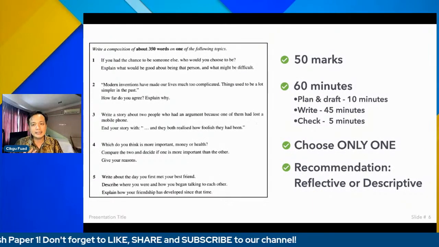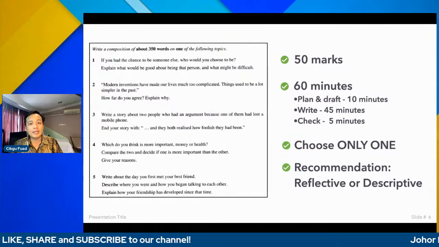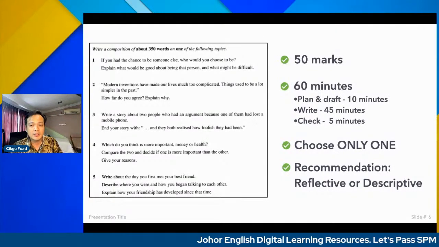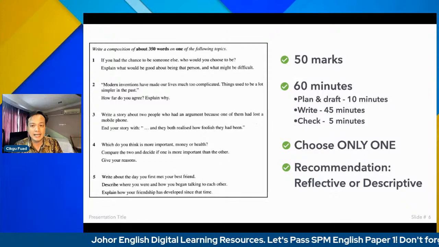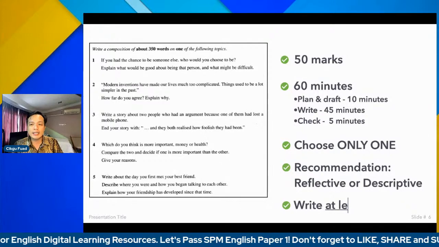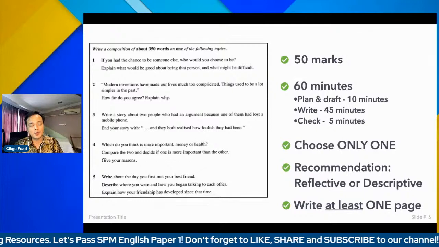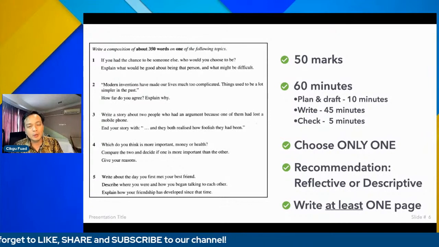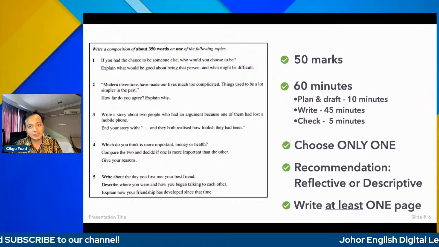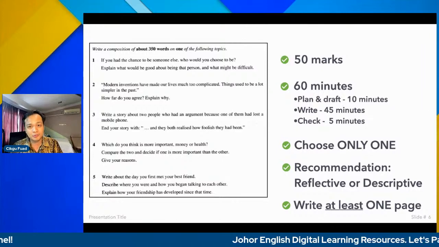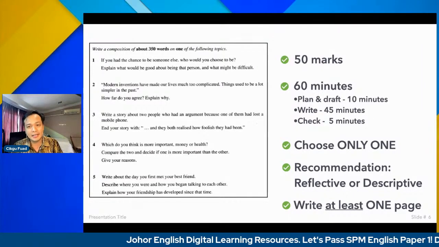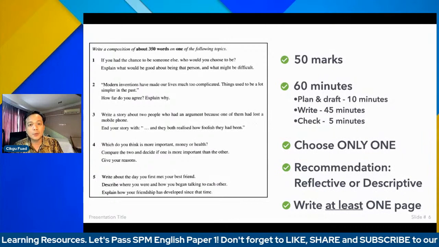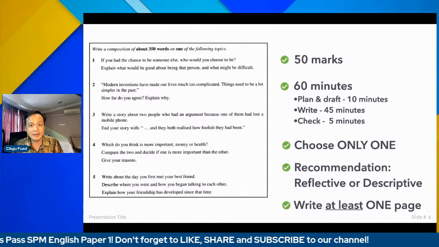In my slide, I will attempt to answer a reflective type of question. I will show you some examples of reflective questions later in my slide. And the last one is to write at least 1 page, sekurang-kurangnya, but it will always depend on your handwriting. I know the question states about 350 words. Usually, if you have standard handwriting, 1 page would be enough. But if you can write more, kalau boleh tulis lebih lagi, then why not?